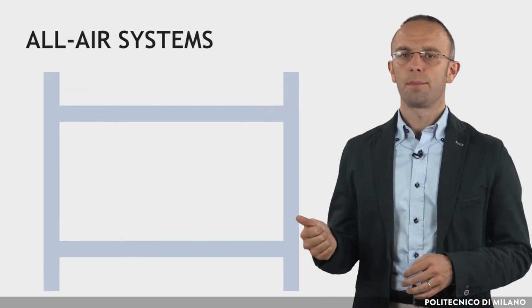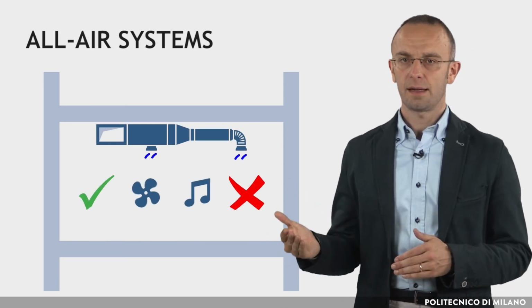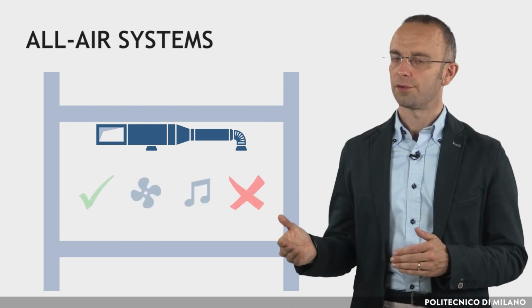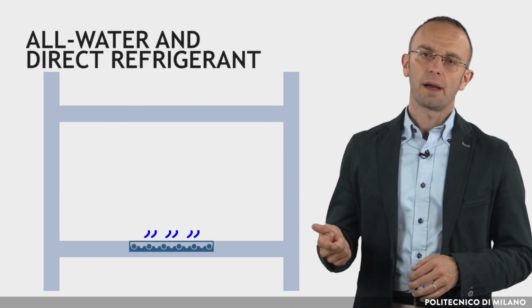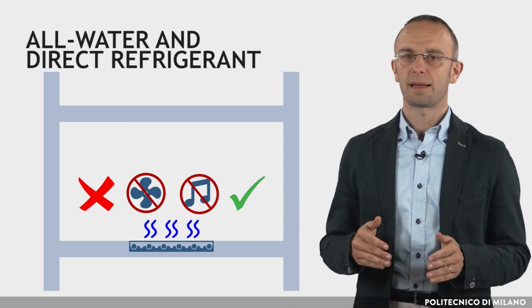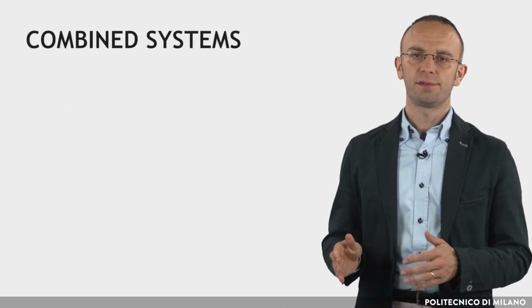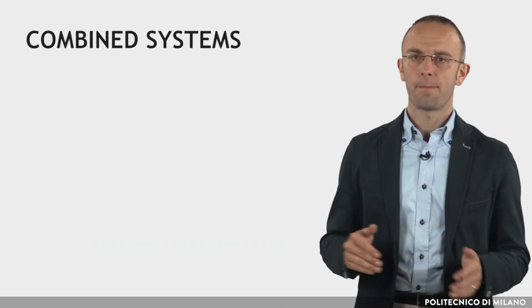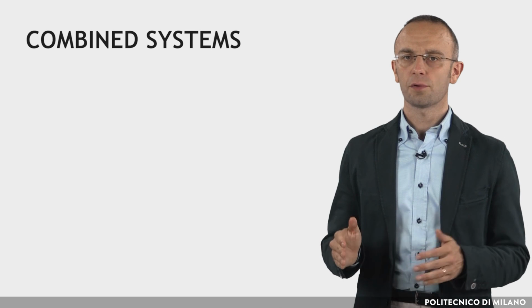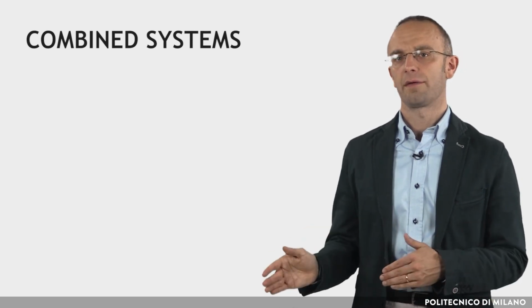In conclusion, all air systems can provide heating, cooling and mechanical ventilation, but the air ducts are bulky and could be noisy. All water and direct refrigerant systems have compact distribution pipes, but can provide just heating and/or cooling. Combined systems, such as radiant ceiling and primary air, typically ensure the best compromise in terms of energy performance and comfort levels.